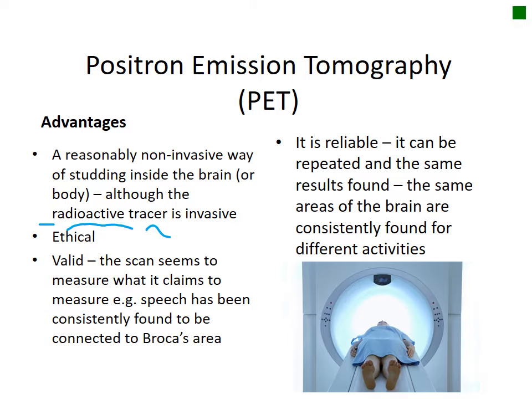Now, they're reasonably ethical. You give your permission to have a PET scan. They're not necessarily painful. They're quite valid. They show what they claim to show. So speech has been consistently found in Broca's area. So this has obviously been repeated. It's been replicated, which means that it's reliable, because when we replicate a PET scan, we find the same results, and the same areas of the brain are consistently found for different activities.